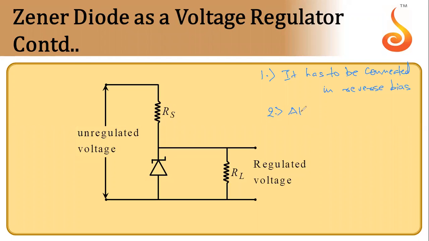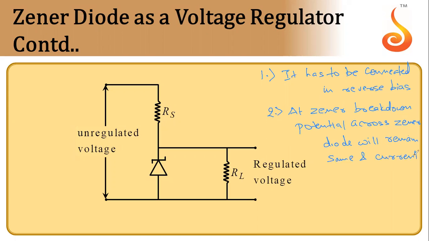At Zener breakdown, potential across Zener diode will remain the same, and current will start passing through it. So this is your circuit diagram. Here we will connect a battery like this. We are supposed to connect it in reverse bias like this.